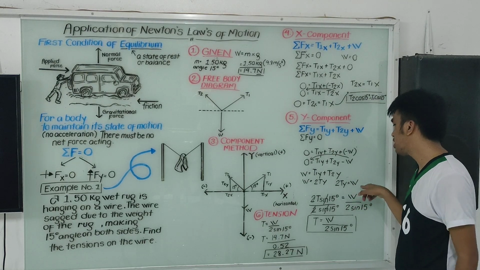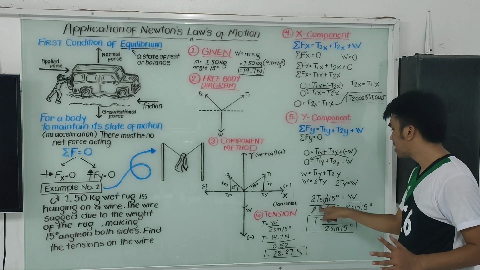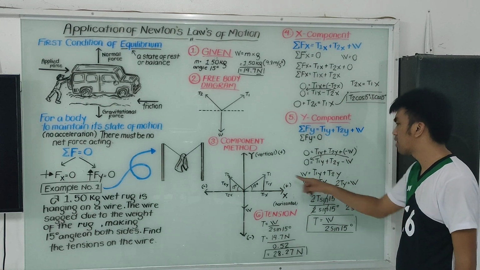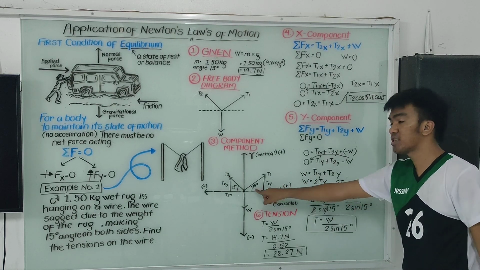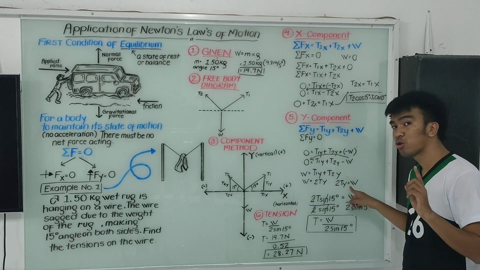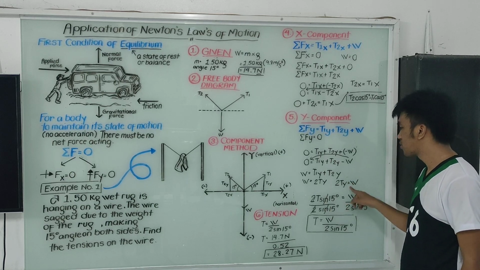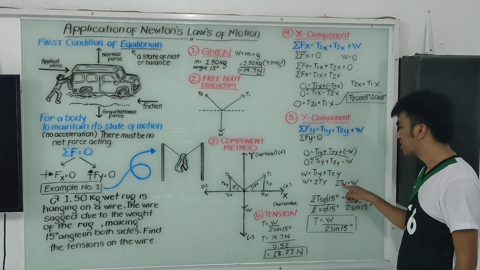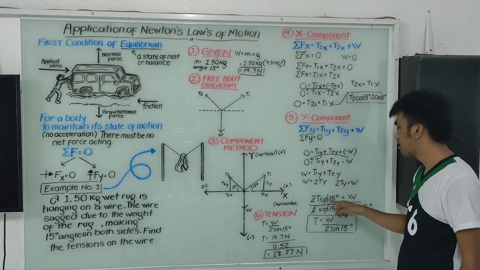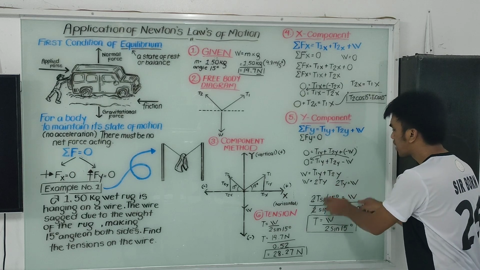We need to make the tension remain. First, again, it is the y component. Y component is opposite to the angle. So the trigonometric function that we are going to use is sine. So we substitute it as 2T. Y is sine. Earlier x was cosine, now y is sine. Include again the angle, which is 15 degrees, is equal to W. We just made it sine.